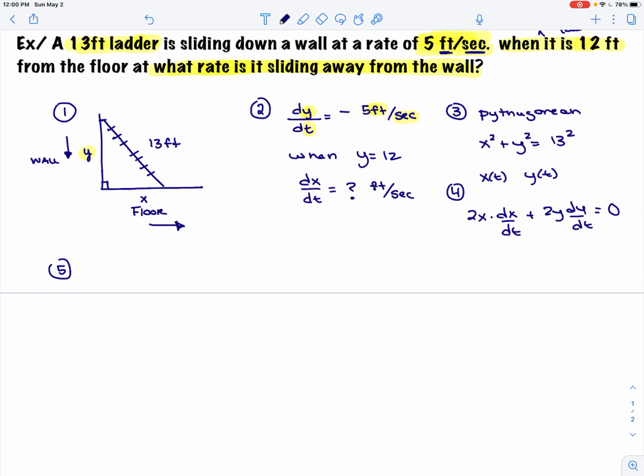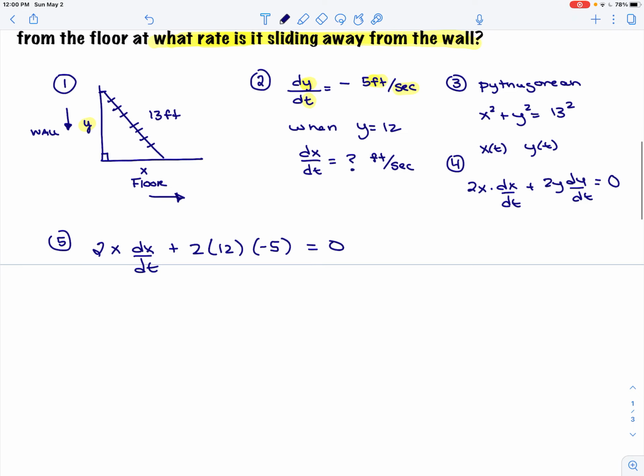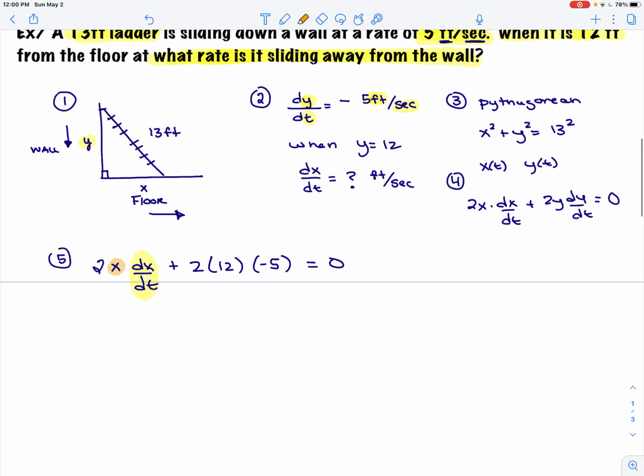All right, so I'm going to put in everything that I know. So I have 2. I don't know x yet, so I'll just leave it. I don't know dx/dt, so I'll leave that. Plus 2, y is 12, and dy/dt is minus 5 equals 0. Okay, so if I'm going to solve for dx/dt, I clearly need to know that missing x.